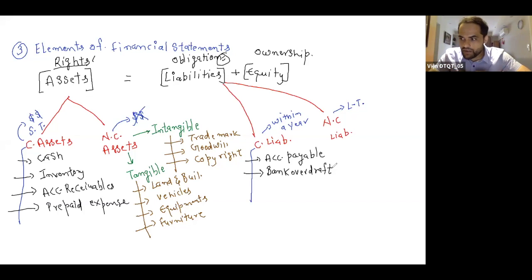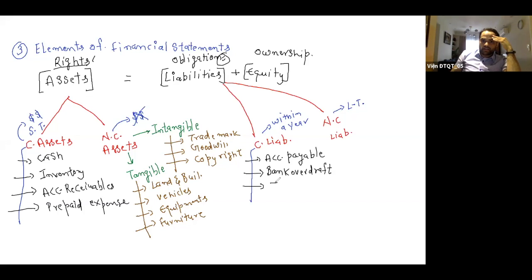But in a bank overdraft, you borrow money from the bank, but you do not need to mortgage your assets. You don't have to pledge your assets. A bank overdraft is generally short term, but without mortgaged assets. That's a bank overdraft, and you have to pay it off within a year. So it becomes a current liability.